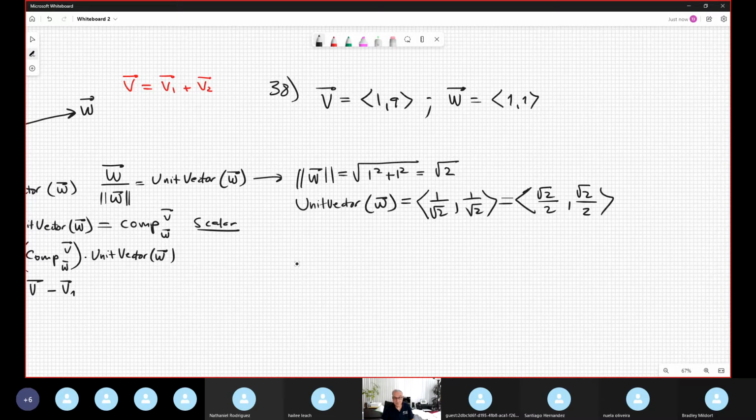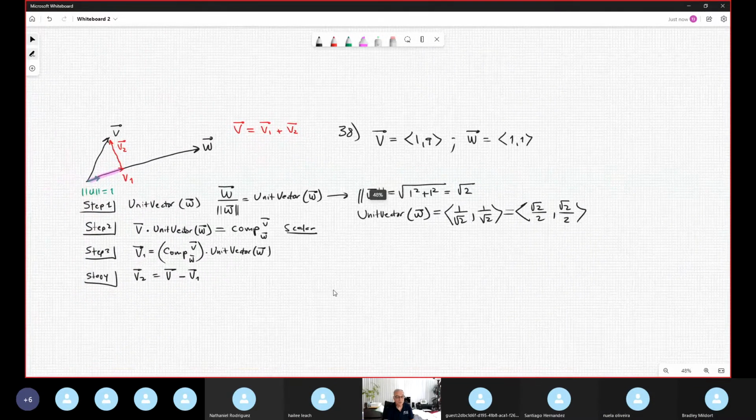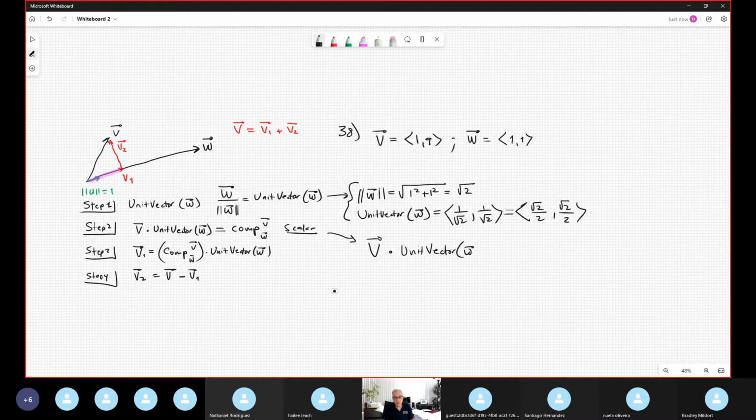So far, everyone follow me? Yeah. I finish step 1. Step 1 is compute the unit vector in the direction that you want to project onto. Now, step 2 is, in my opinion, the most important: the dot product. Dot product between vector B and the unit vector in the direction of W, which is 1, 9 dot product radical 2 over 2, comma, radical 2 over 2.